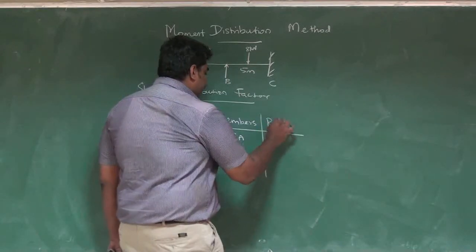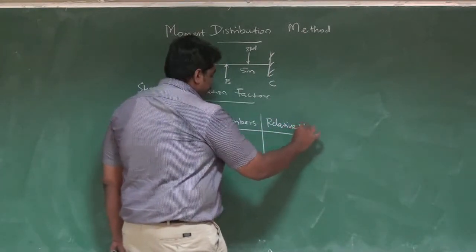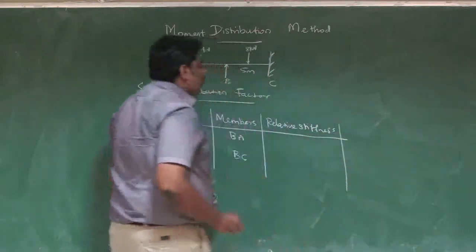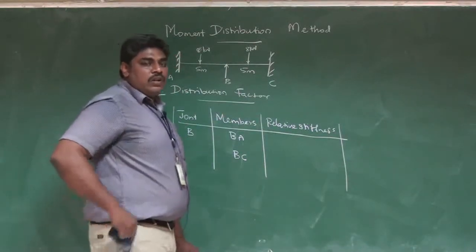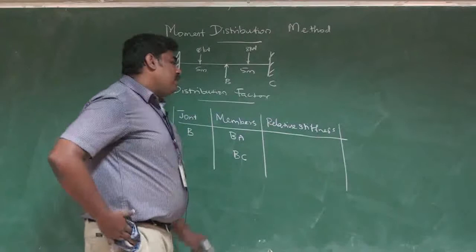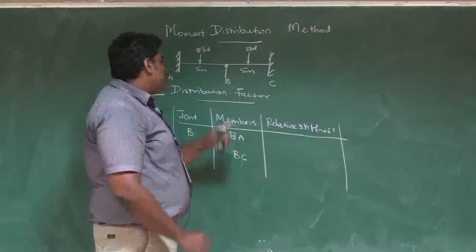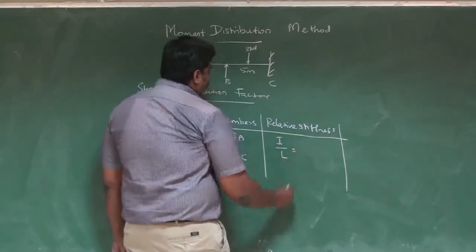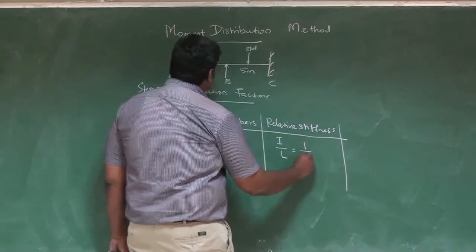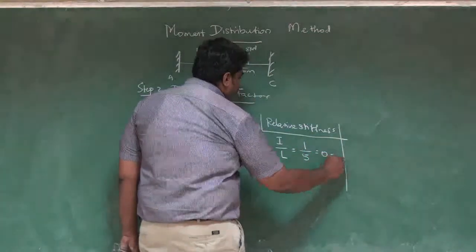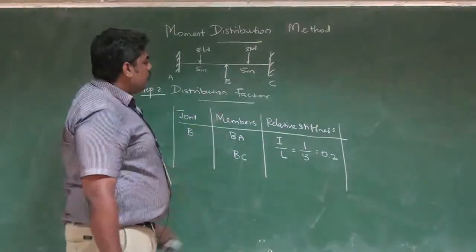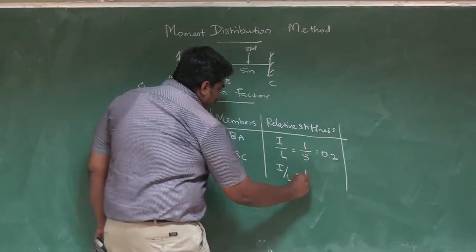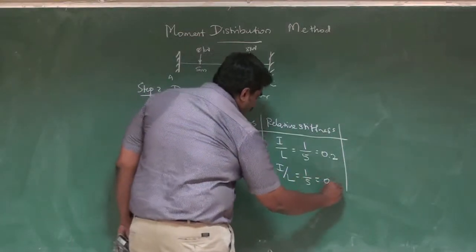So now we have to calculate the relative stiffness of these two members. I told you the far end plays a very important role in this particular case, right? If you remember, the relative stiffness for a far end which is fixed will be I by L. So I is I as it is here, so 1 by 5, which will be 0.2, right? And for BC, the far end is fixed, so it is I by L as well, so it will be 1 by 5, which is 0.2, right?